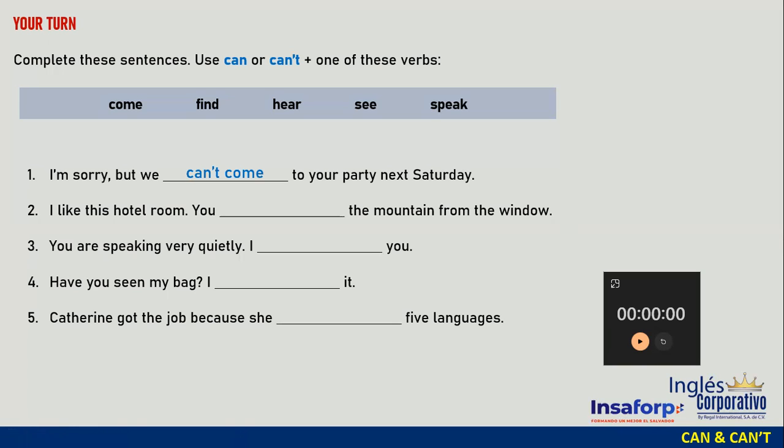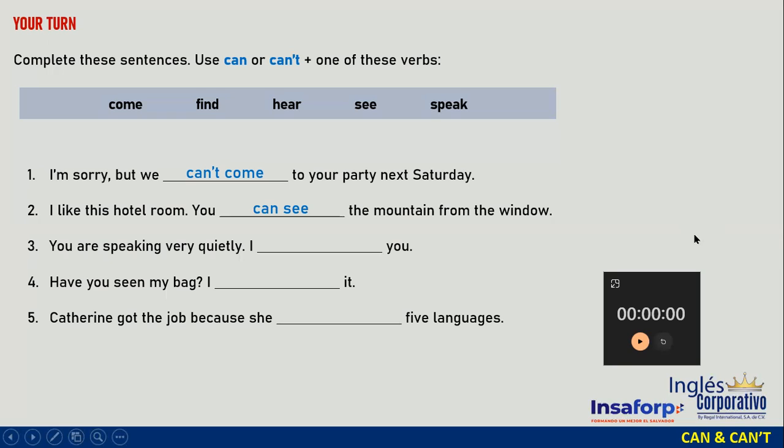I like this hotel room. You feel the mountain from the window. No, actually, it's a different answer. I like this hotel room. You can see the mountain from the window. Correct, right? You can see, porque sí se puede ver la montaña desde la ventana. Entonces, you can see the mountain from the window.